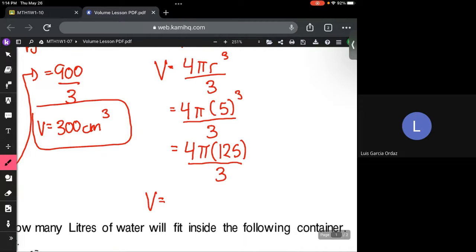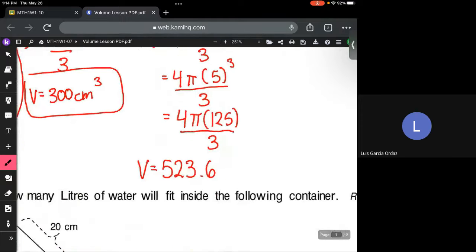It's 523.5987. Perfect. Okay. Thank you, Siri. Smart. So if I round it to the nearest tenth, what would it be? 523.6 centimeters cubed.